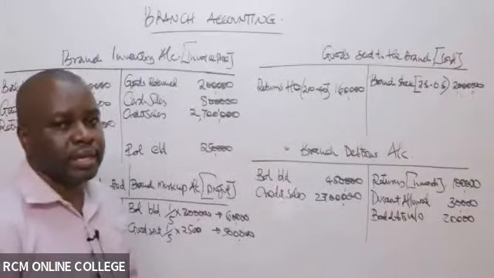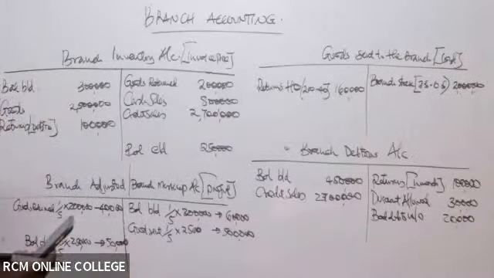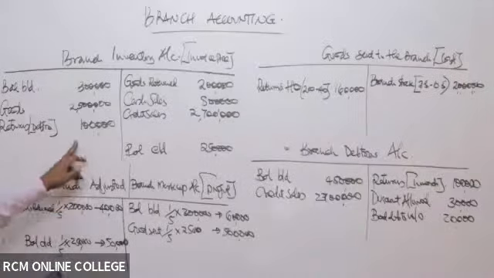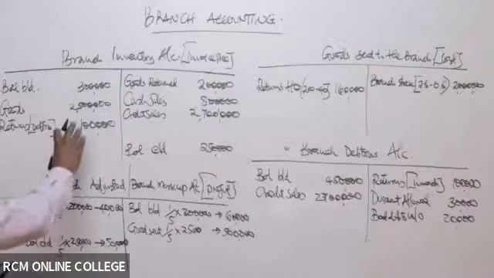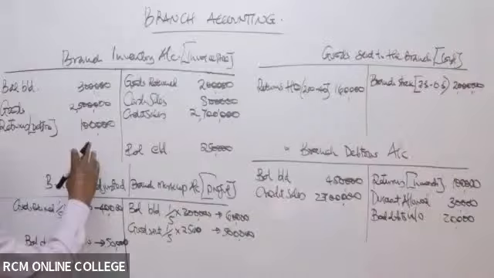Those ones will go to the income statement as an expense. Then you have the goods stolen at the branch. So there were some goods which were actually stolen at the branch. It means that in this case, these goods will end up reducing what? The inventory at the branch. So when the goods at the branch reduce, the inventory as an asset is reducing. When an asset reduces, you always credit.